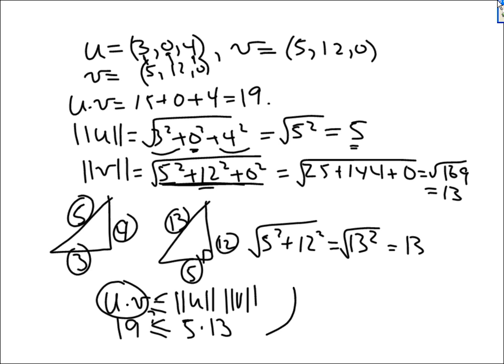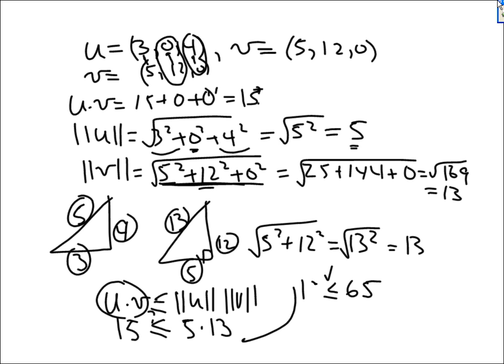And I wish I had one more line. I should say 19 is less than 65. I wanted to say you have to know your 0 times table when I did 0 times 12. The next product is 4 times 0, which of course is 0. The dot product is 15. And, yeah, 15 is definitely less than 65.